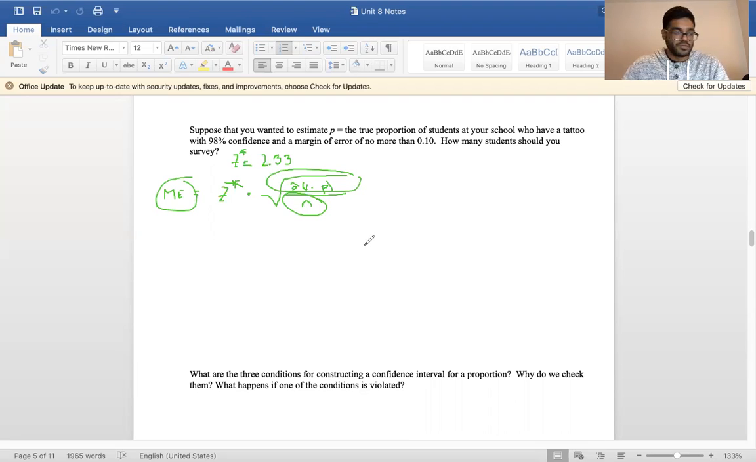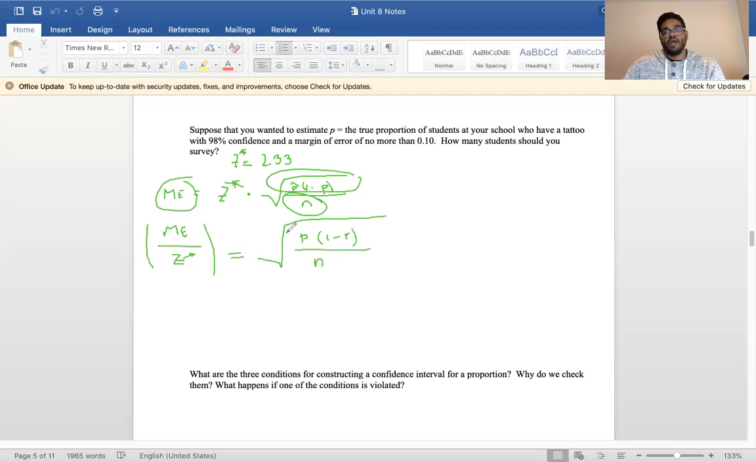Well, now we're just trying to do some algebra. So think about what we can do to make this happen. Again, we're trying to get n by itself. The first thing I can do is divide by the critical value on both sides. So we have ME over z star, and that's going to equal this whole thing on the right-hand side, the square root of p times 1 minus p over n. Now I can square this whole thing to get rid of the square root.